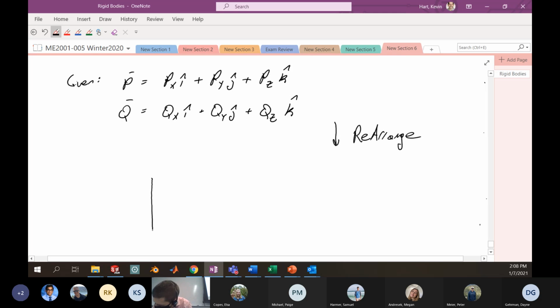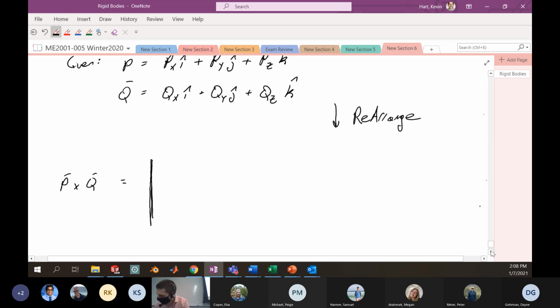In order to arrange this chart, we want to write for ourselves that P cross Q is equal to, and I'm going to draw large vertical bars here. I'm going to have a 3x3 matrix that I'm going to write in here. The first row is going to get my i, j, and k unit vectors. The next row is going to get the contributions of the vector P. So that would be Px and i hat, Py and j hat, and Pz and k hat. And the next row is going to get the contributions of Q.